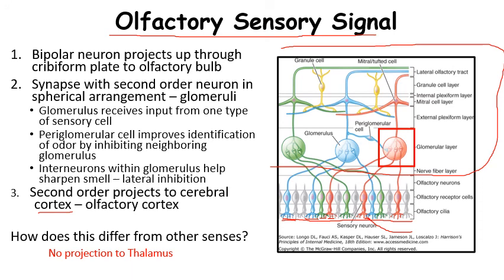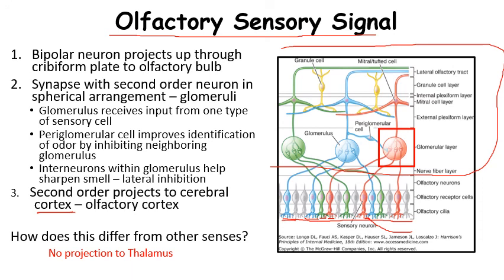So remember I said all sensory information goes to the thalamus except for olfaction. You can see the second order neuron is taking the information directly back to where it needs to go in the cerebral cortex. We're not going through the thalamus and then getting spliced out.